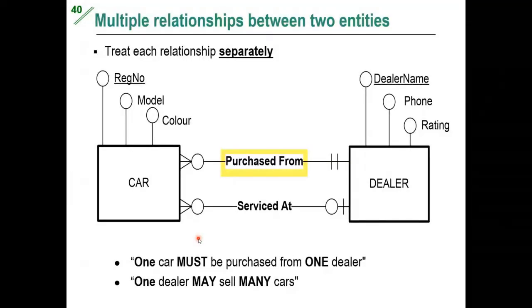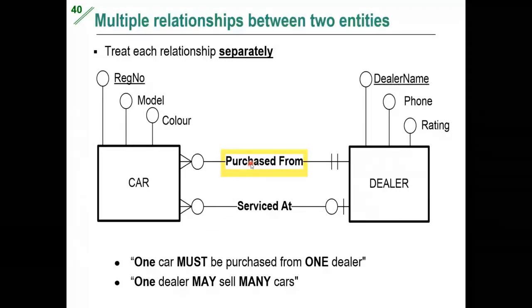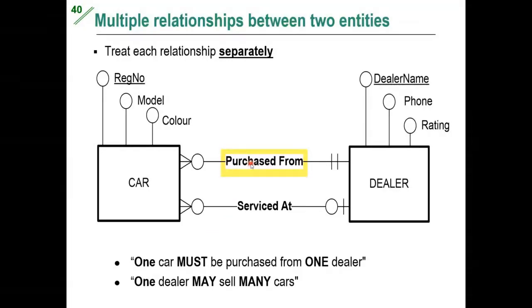We need to treat each relationship separately, right? How many relationships do we have? Two: the purchasing relationship and the service relationship. Now let's take the first relationship, the purchase relationship. Again, thinking about a single relationship, it can be established in both directions, left to right and right to left. So let's take the first, the purchase relationship, and establish that one.